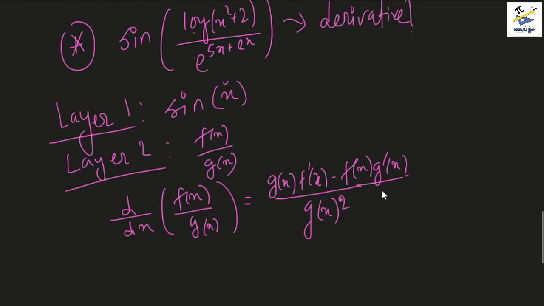What is layer number 3? So in f(x) there are two layers, right? In f(x) there are two layers. How many layers are there?